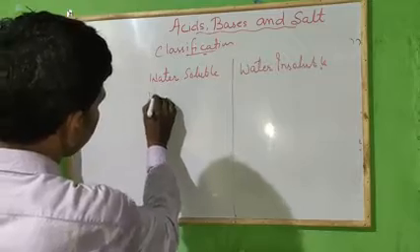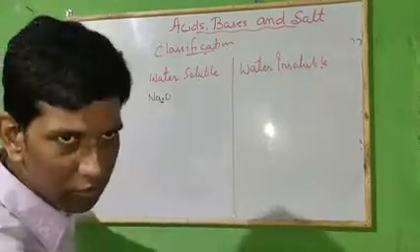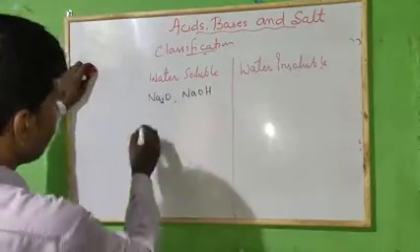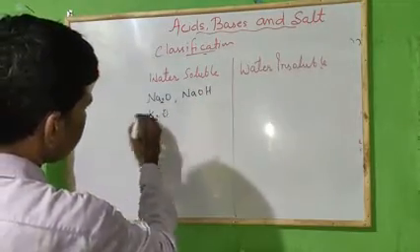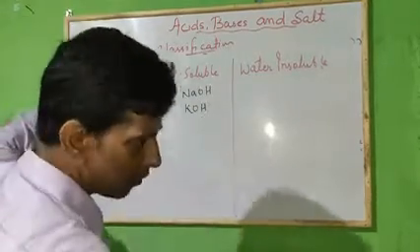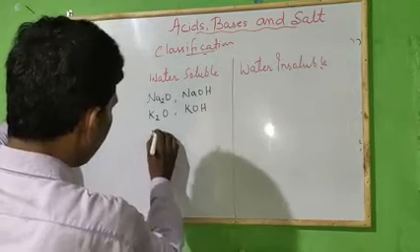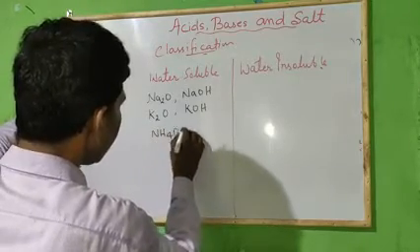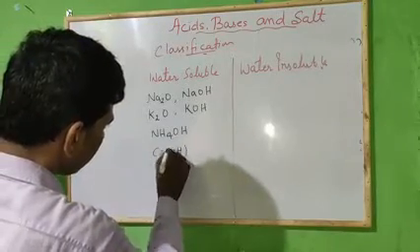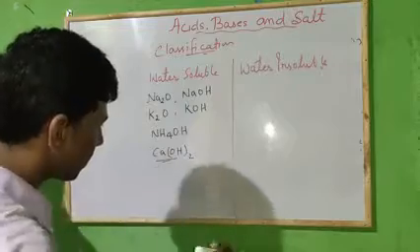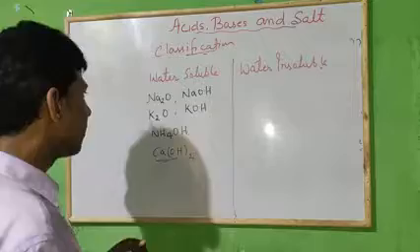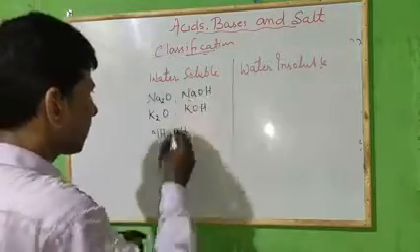You can take sodium oxide, a water soluble base. Sodium hydroxide is a water soluble base. You can take potassium oxide, a water soluble base. Potassium hydroxide is a water soluble base. You can take ammonium hydroxide, a water soluble base. You can take calcium hydroxide, that is a water soluble base. But it is not 100% soluble, but to some extent it is soluble. So these are water soluble bases.